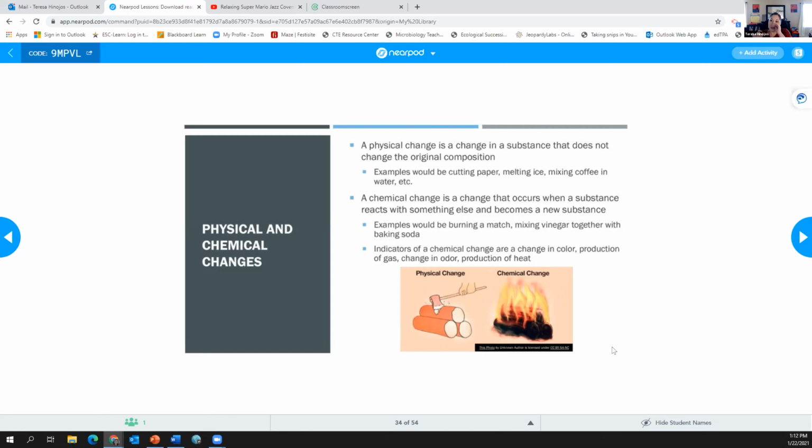And so a physical change changes the object somehow, but it doesn't change its composition. So, for example, I had paper, right? I had full sheets of paper and I folded them. I cut them, but it's still just paper, right? I didn't change what the composition of this was. So that's an example of a physical change.